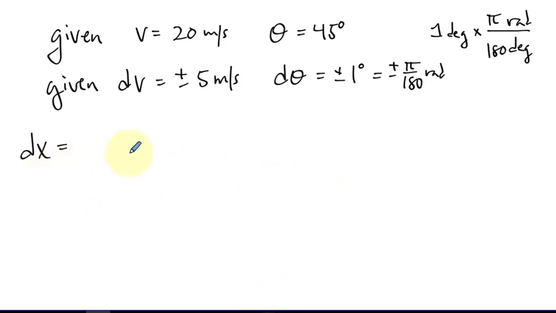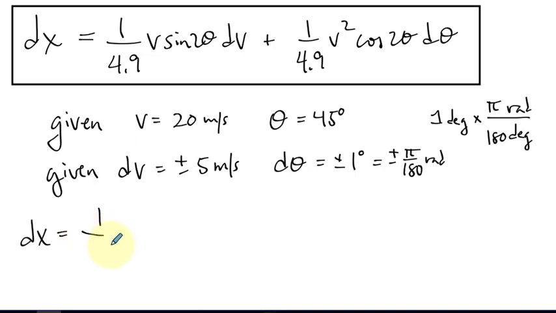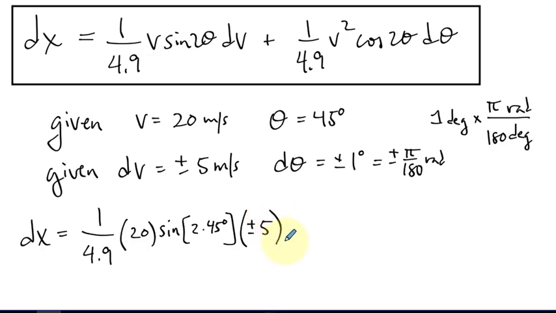I'm going to redo the calculation so I can talk through it a little bit better here. So we need the formula, and it's right there. 1 over 4.9, velocity was 20, sine of 2 times the angle, and the angle is 45 degrees. And that's times the differential in the velocity, which is plus or minus 5 meters per second. By writing this, I'm just doing the calculation twice, once with a plus and once with a minus.